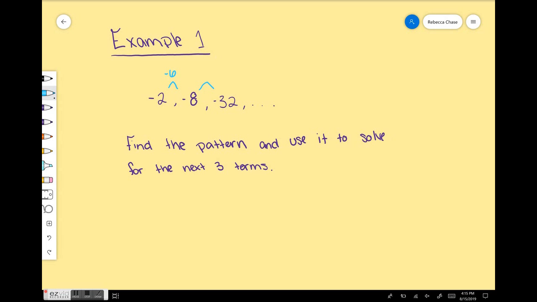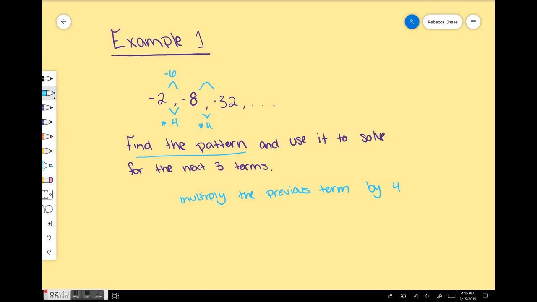So what do I have to multiply to get from -2 to -8? I would multiply by 4. And then I'm looking at, well, how do I get from -8 to -32? Well, if I multiply by 4 again, that's going to give me -32. So here we are multiplying. I'm going to use that way it doesn't look like a plus sign. Multiplying by 4. So the pattern is multiply the previous term by 4. So that's the first part. So find the pattern. We got the pattern.